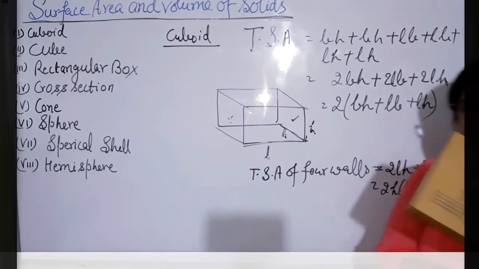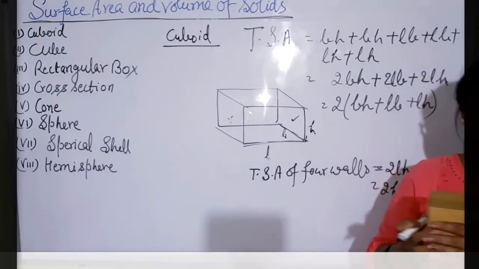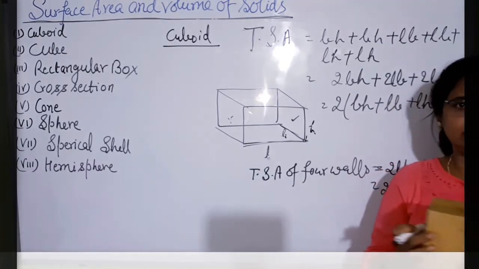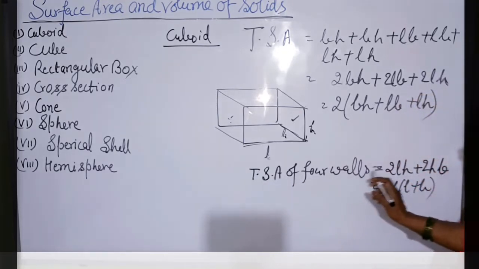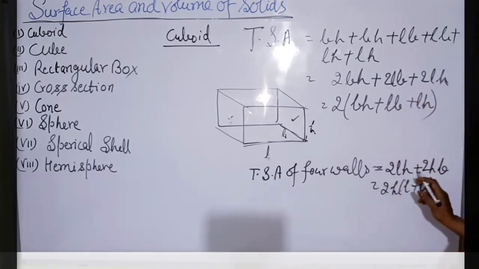We can say it is the lateral surface area also. These side surfaces are the lateral surface area. That is, the total surface area of four walls is equal to 2LH plus 2HB, where 2H is common: 2H into (L plus B).